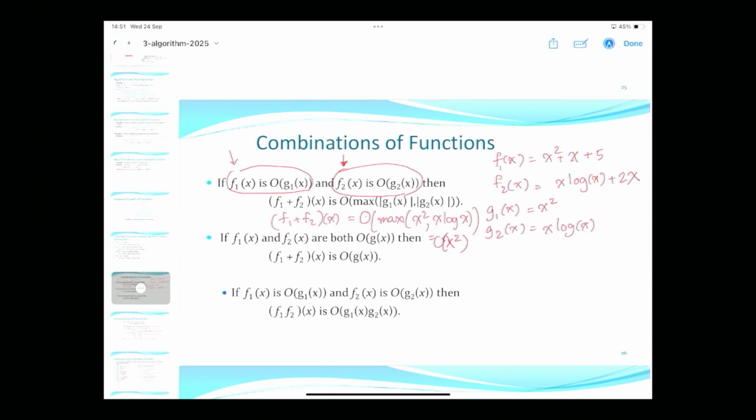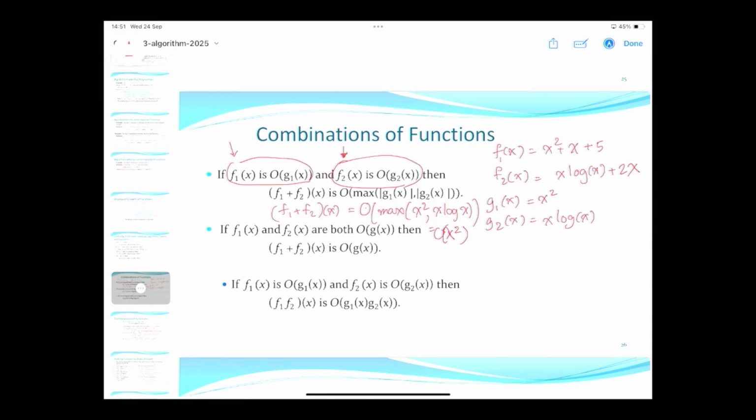By finding out the big O of each function, F1 and F2, right? In detail, it's similar to what we discussed previously. Then we have to make it in the form C times something, right? So this could be simplified to be 5x squared.